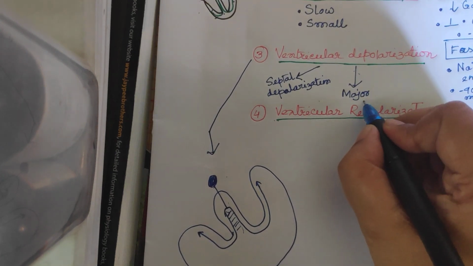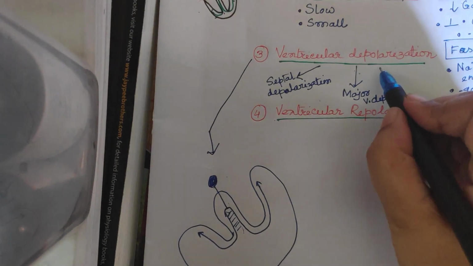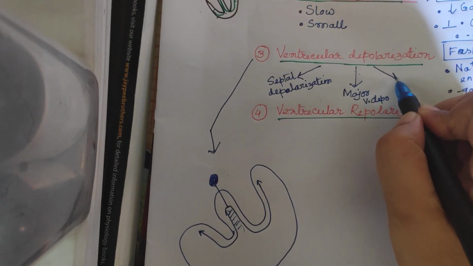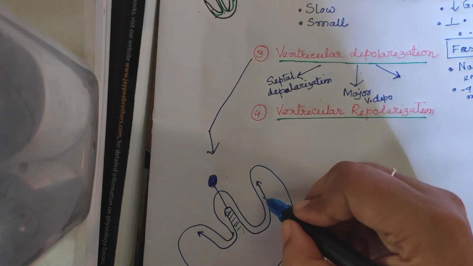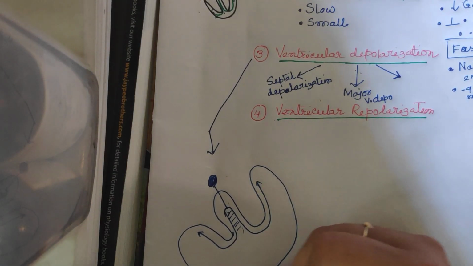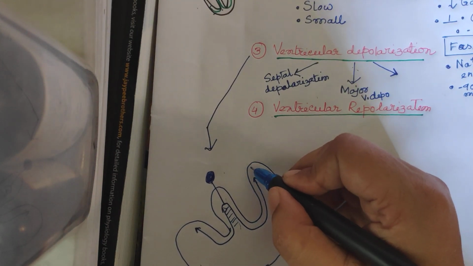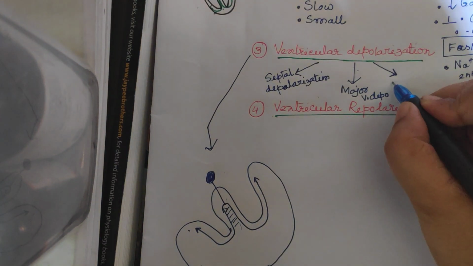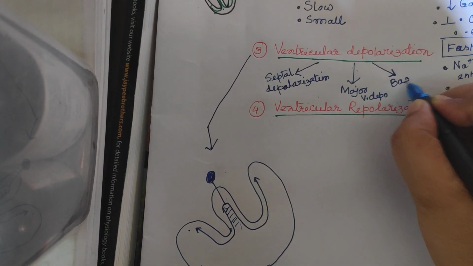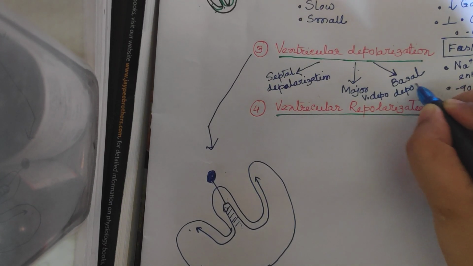So major ventricular depolarization. And the third one will be your basal depolarization. So when this whole portion is depolarized, the depolarizing wave will move towards the basal part. So the basal part of the heart is the last portion to be depolarized. So the third electrical activity is the basal depolarization.